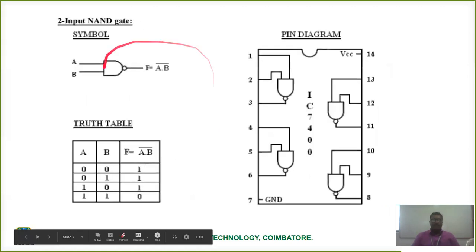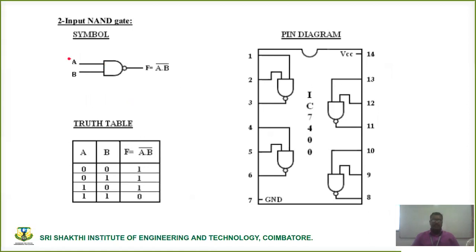Okay, so the 2 input NAND gate, the same thing. This is the 2 input, A, B, and output is A dot B complement, that is AND plus NOT. This circle symbol indicates an inverter. This is a combination of AND gate and inverter. Here we are having 4 gates, right, inside IC7400, which is the number for the 2 input NAND gate.